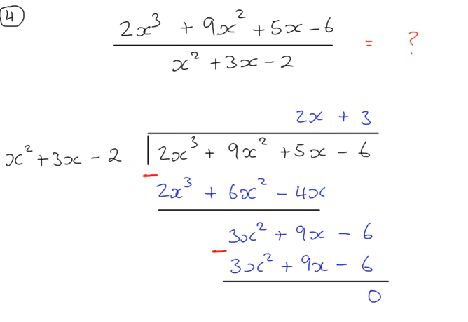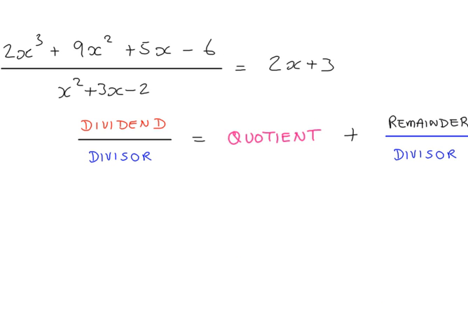The remainder is 0, which means our divisor here is a factor of this dividend, of this polynomial. So in this form, we have the quotient here, but there was no remainder. The remainder was 0. And 0 divided by the divisor, or 0 divided by anything, is 0. So there's nothing here.